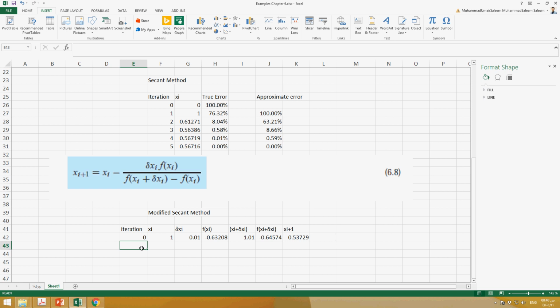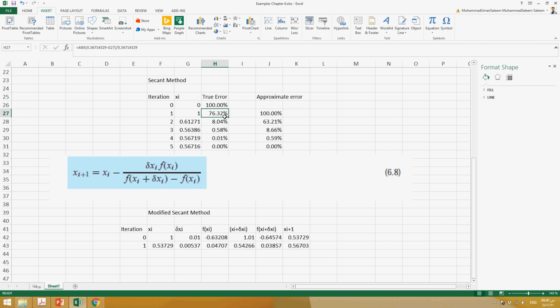Again, for the next iteration, the xi value will be this xi plus 1. Because now we are going for the next trial, just for this case you will make these changes, and then all other things you can just copy and paste with Control C and Control V.